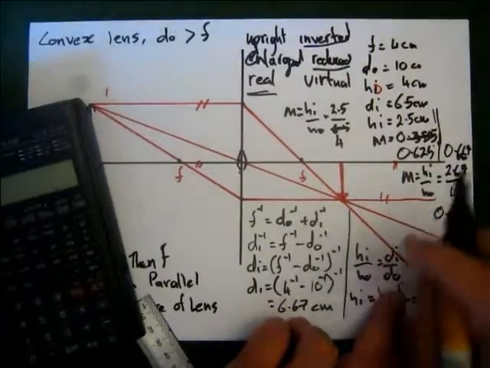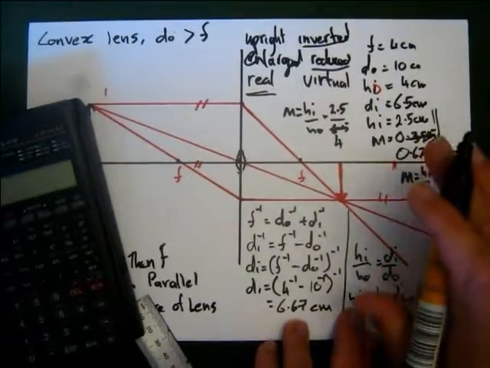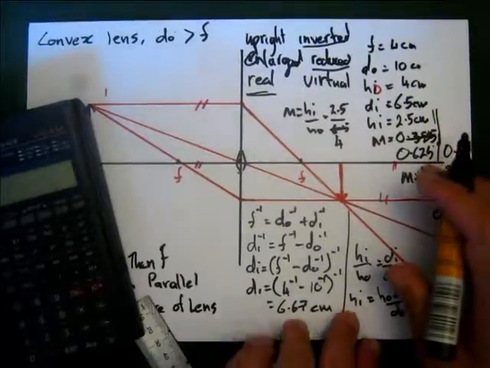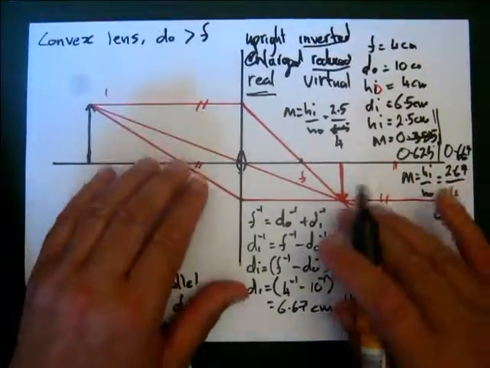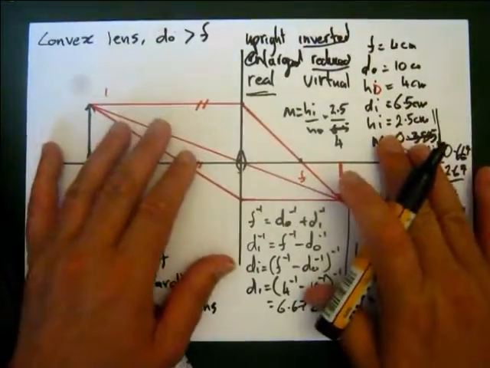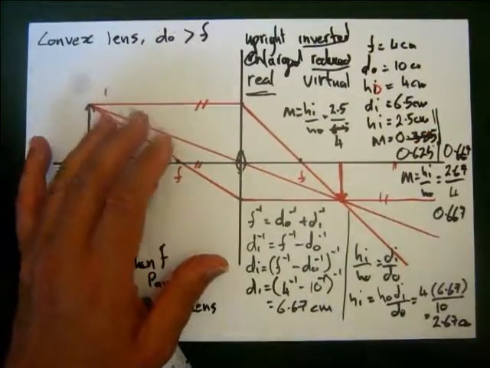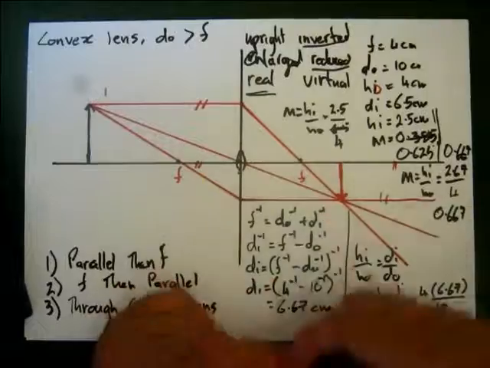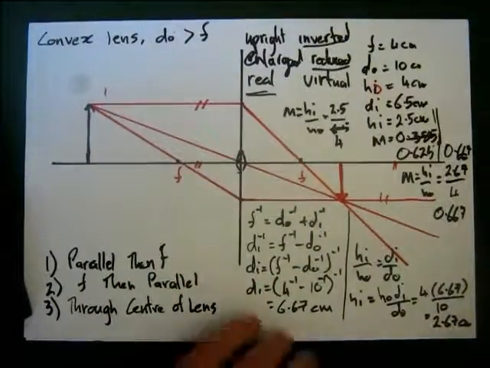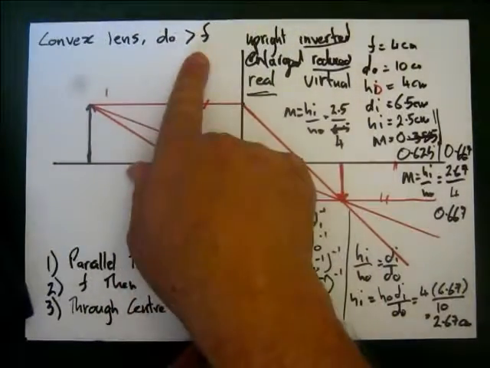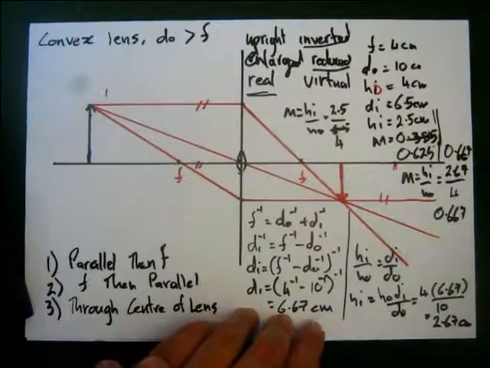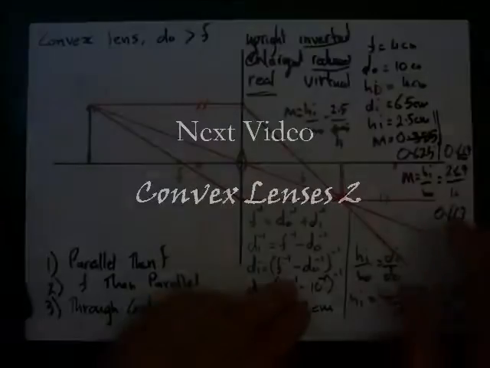As a rule, calculation tends to be much more accurate than ray diagrams, but ray diagrams give us a visual representation of what's happening, and you can get reasonable results out of using ray diagrams. So next we'll do the convex lens when f is greater than the distance of the object.